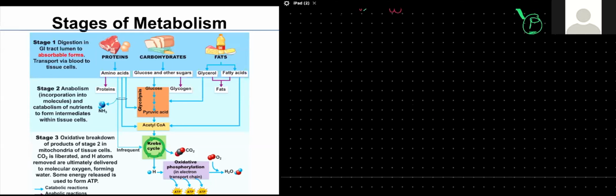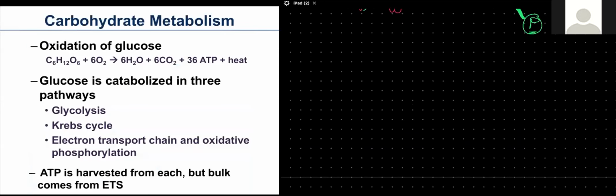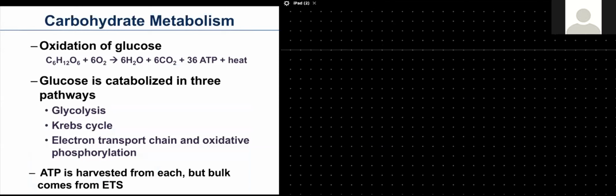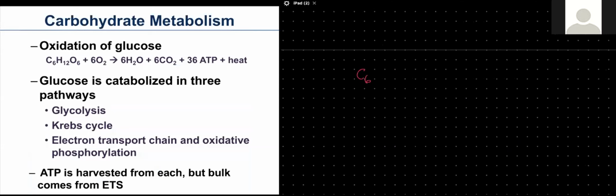What is the single most important chemical reaction that takes place in your body? It is the oxidation of glucose. Glucose is C6H12O6, has 6 carbons.